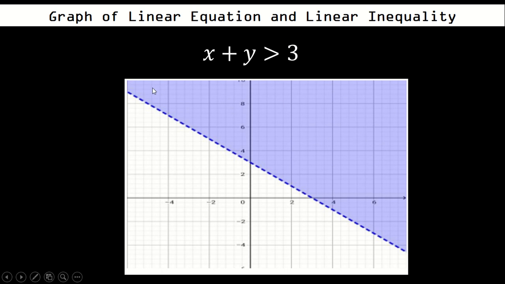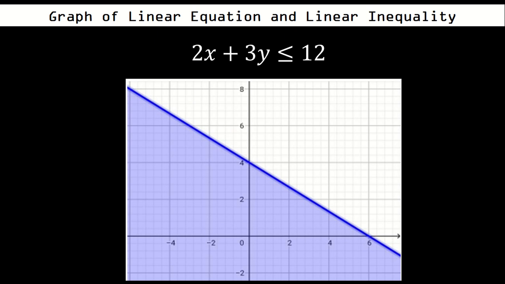And why is it a broken line? As you notice, we have here greater than 3. Since there's no equal symbol here, instead of a solid line, we're going to have a broken line. So the graph of x plus y greater than 3 has the shaded region at the upper part, and since it is greater than, we have the broken line.